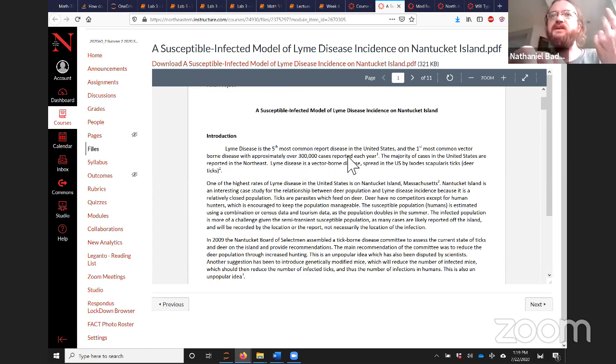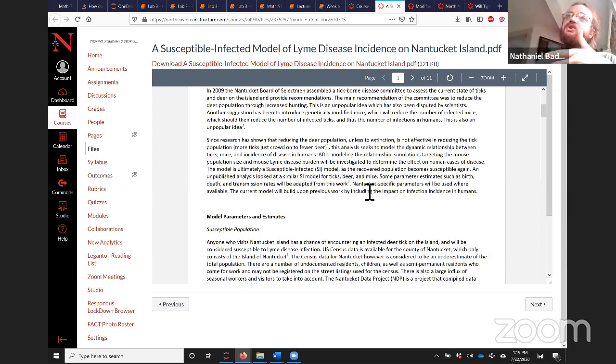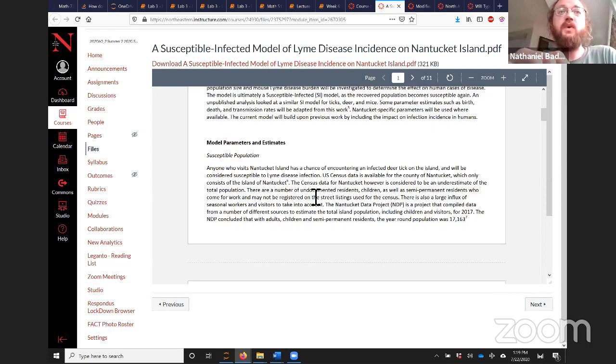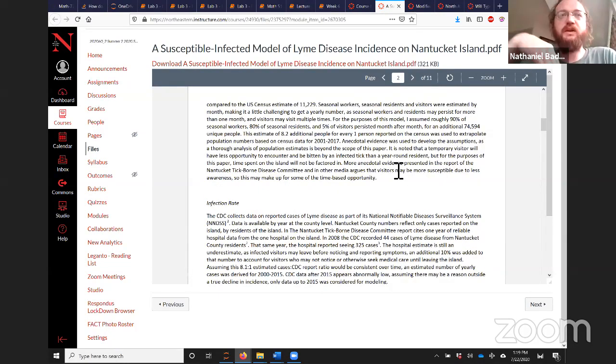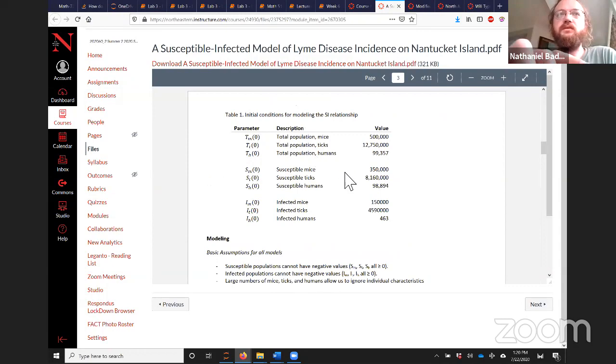She wanted to look at Lyme disease in the United States. She wanted to look at parasites feeding on deer, so a predator-prey-ish problem, but with the addition of an SIR model, kind of mixing those two things together, interacting species and SIR. So she went through and did a bunch of careful polling of data to try to get some reasonable estimates for her parameters, and then set up some initial conditions.